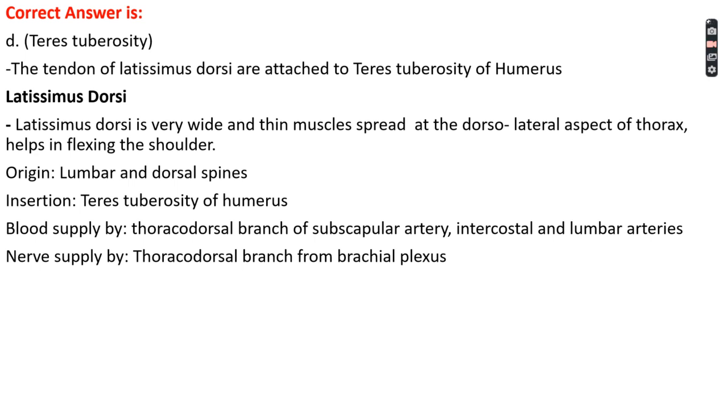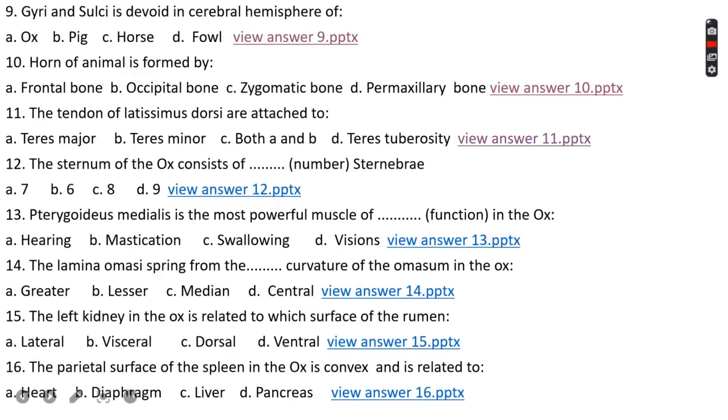If we see, latissimus dorsi is a very wide and thin muscle which is spread at the dorsolateral aspect of the thorax and mainly helps in flexing the shoulder, okay. Its origin is from the lumbar and dorsal spine, okay. Insertion is actually at the teres tuberosity of the humerus, okay. The blood supply is by the thoracodorsal branch of the subscapular artery; intercostal and lumbar arteries also supply the latissimus dorsi muscle, okay. While the thoracodorsal branch, which is coming from the brachial plexus, actually supplies the latissimus dorsi, okay.